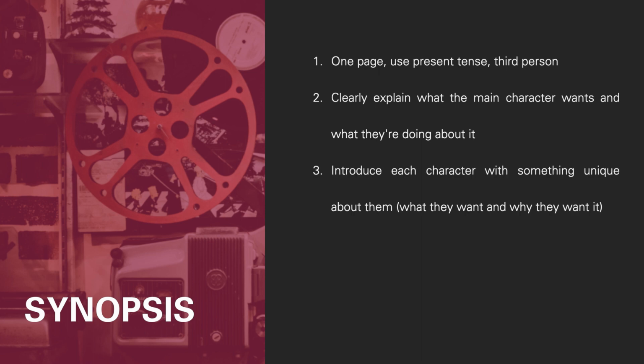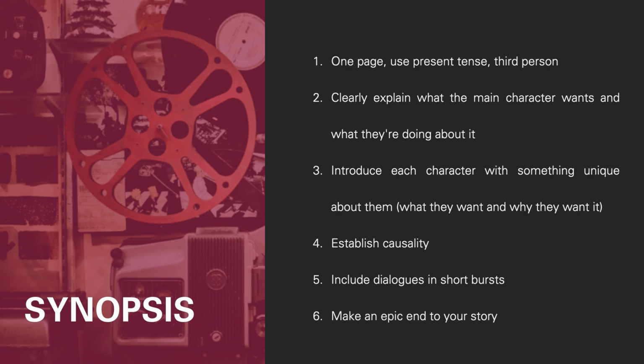Also make sure you introduce each character with something unique about them, whether it's a physical feature or another idiosyncrasy. The reader should know exactly who each character is, what they want, and why they want it. Establish causality. No story exists in a vacuum, so make sure the causality from one event to another is explained. Also, you can include dialogues in short bursts, as a way to add color to the characters in the plot synopsis. And finally, make an epic end to your story.